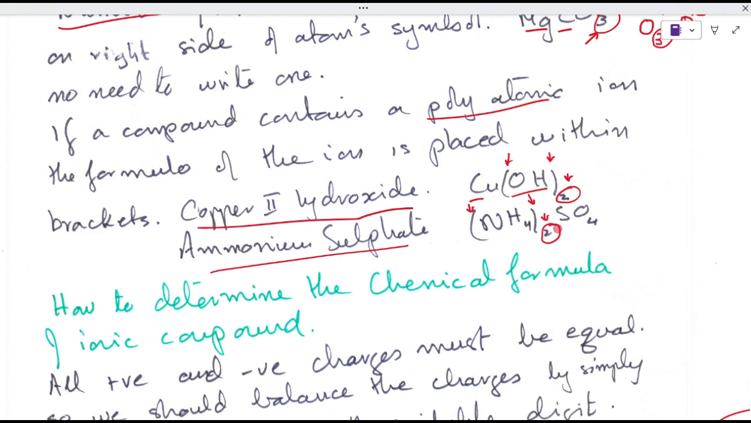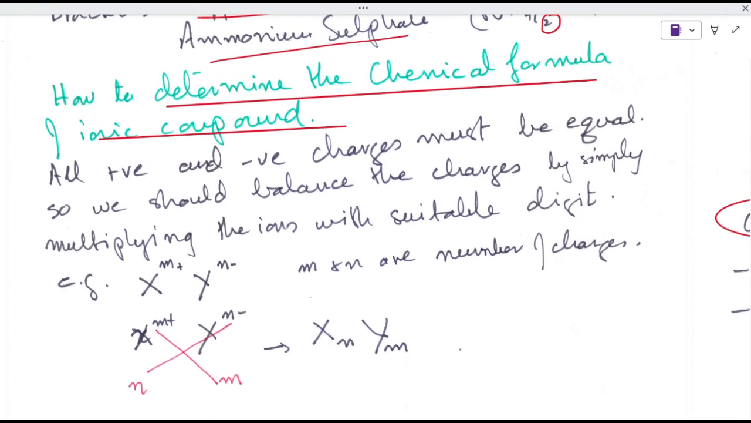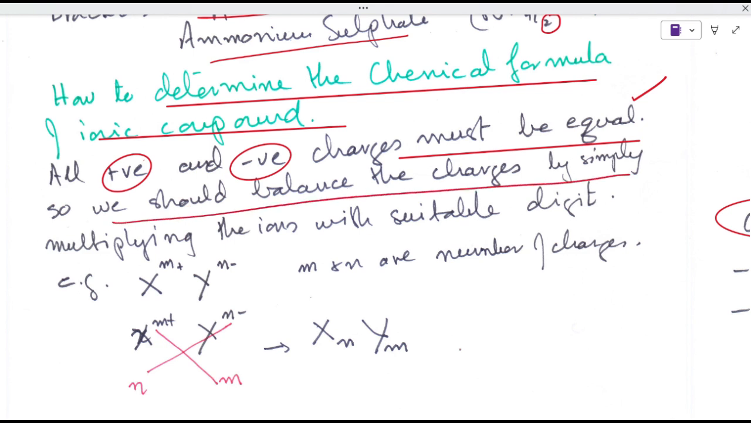Now we come to the determination of the chemical formula of an ionic compound. Here we'll study how we are going to determine the formula of the ionic compound. One thing we must remember is that ionic compounds are made up of positive and negative charges. But as a whole the ionic compound is neutral, so positive and negative charges must be equal. We should balance the charges by simply multiplying the ions with a suitable digit.